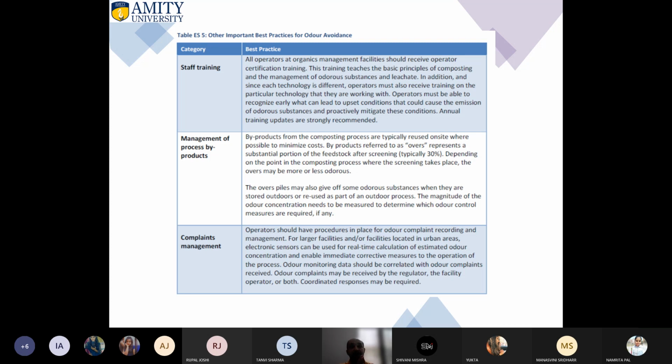Complaints management, that is again a very important thing. If those complaints are coming up that okay there is smell or there is leakage, there is seepage, and from the nearby area some complaint is lodged, they need to be taken care of and they need to be operationalized. Okay, we need to control it. So that is management for the complaints.